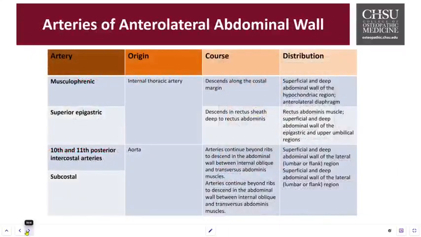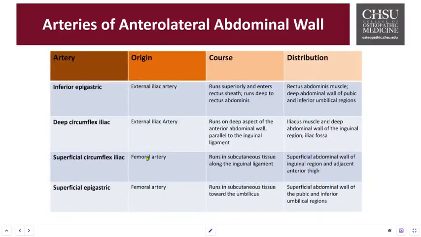Over here is a snapshot of the key arteries of the anterolateral abdominal wall. The origin is from the internal thoracic artery. We have the musculophrenic and superior epigastric, and then we have the abdominal aorta that supplies the 10th and 11th posterior intercostal arteries and the subcostal arteries. You should be aware of where they briefly distribute to. The musculophrenic goes through the deep abdominal wall and also the hypochondriac region. The superior epigastric goes to the rectus abdominis muscles, and the 10th and 11th posterior intercostal arteries and the subcostal generally go to the lateral regions of the flank and lumbar.